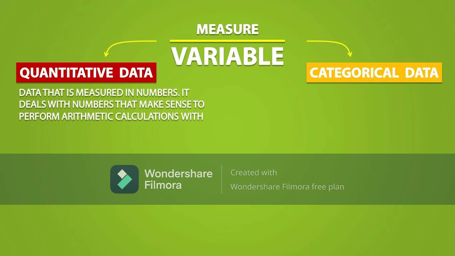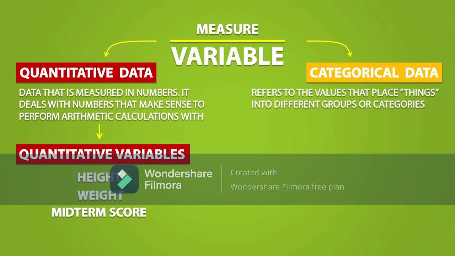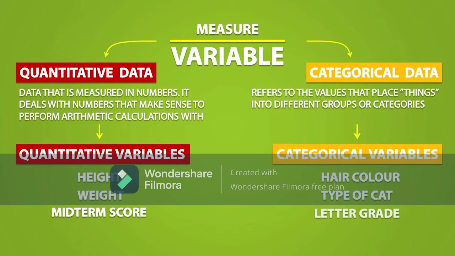Quantitative data refers to data that is measured in numbers. It deals with numbers that make sense to perform arithmetic calculations with, like calculating an average. Quantitative data comes from quantitative variables. Examples include height, weight, and midterm score. On the other hand, categorical data refers to values that place things into different groups or categories. Categorical data comes from categorical variables. Examples include hair color, type of cat, and letter grade.